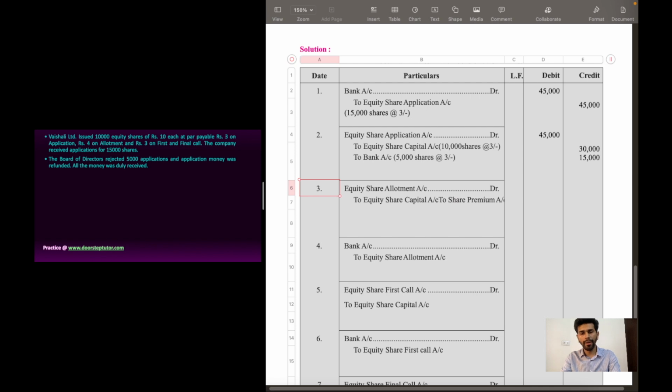So entry will be equity share application account debit to equity share capital account and to bank account. Out of total 45,000 rupees, 15,000 rupees was refunded to the excessive applicants and balancing amount transferred to equity share capital account. Narration will be being application money transferred to equity share capital account and application money on 5,000 shares was refunded.